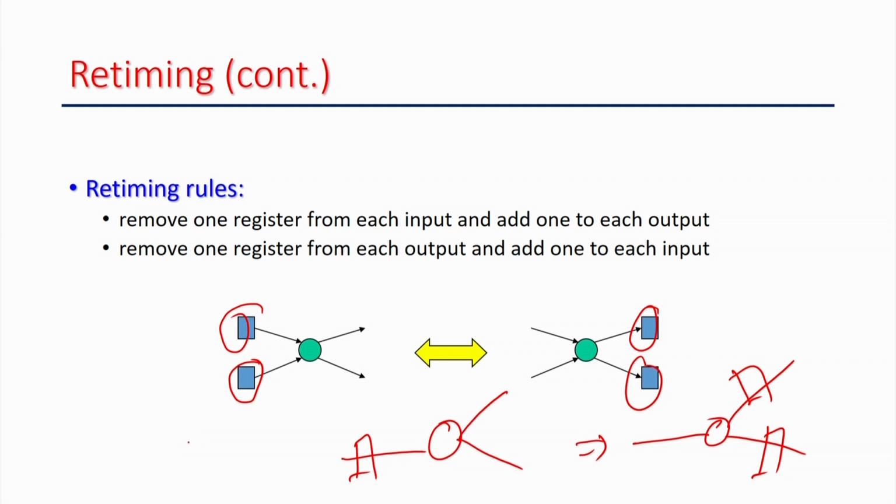Similarly, if there are two fan outs and there is a register only here, I cannot move it to here, because the other path does not have a register. You can understand the functionality of that particular circuit will change if you move only one register from here to here, because this path does not have any register. So, this is the retiming rule. If all fan outs have a register, I can move them to the output, or vice versa, right. So, these are the retiming rules.